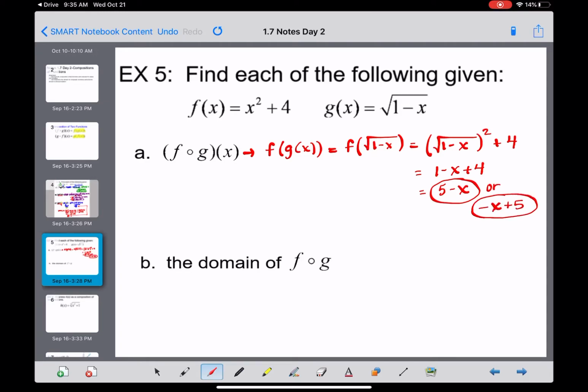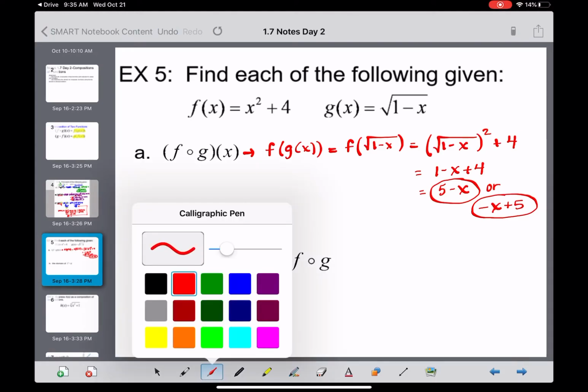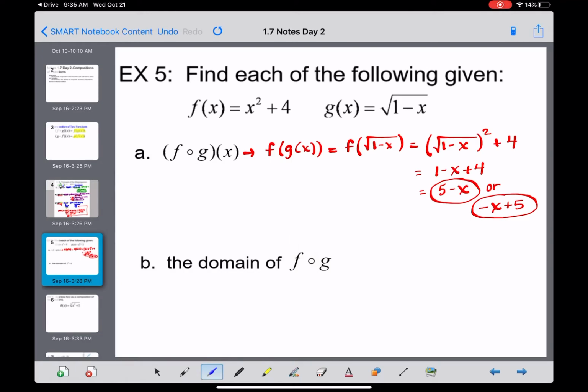But the key here is, how do we find domain of this composition? So when you're doing compositions, it's a little different. The way that you find the domain of a composition, so a composite function, which is f of g of x and g of f of x, is you want to look after you sub in, but before you simplify.